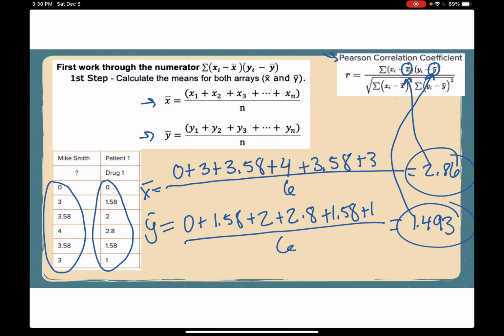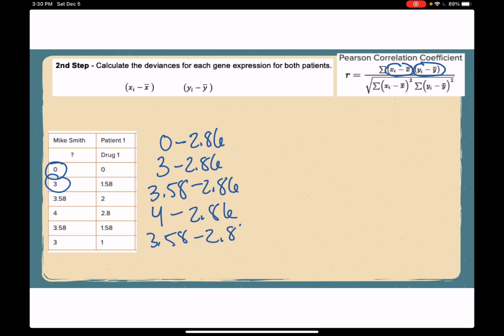Then the next number, 3 minus 2.86. 3.58 minus 2.86. 4 minus 2.86. And 3.58 minus 2.86. 3 minus 2.86. And these are all going to equal your xi minus the mean of x. So you're going to just do the simple math for that. So you've got negative 2.86, 0.14, 0.72, 1.14, 0.72, 0.14. That's all our deviances for Mike.